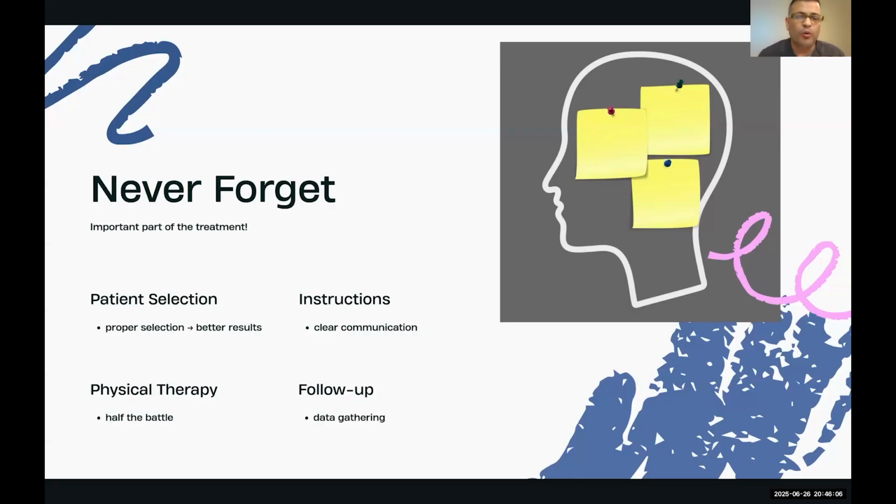And follow up. Always offer follow-up to patients, because it's important not only for you to see what's going on, but also that's data gathering time that you can use, that actually helps you understand that what you're doing is right, and it also gives you more credibility.